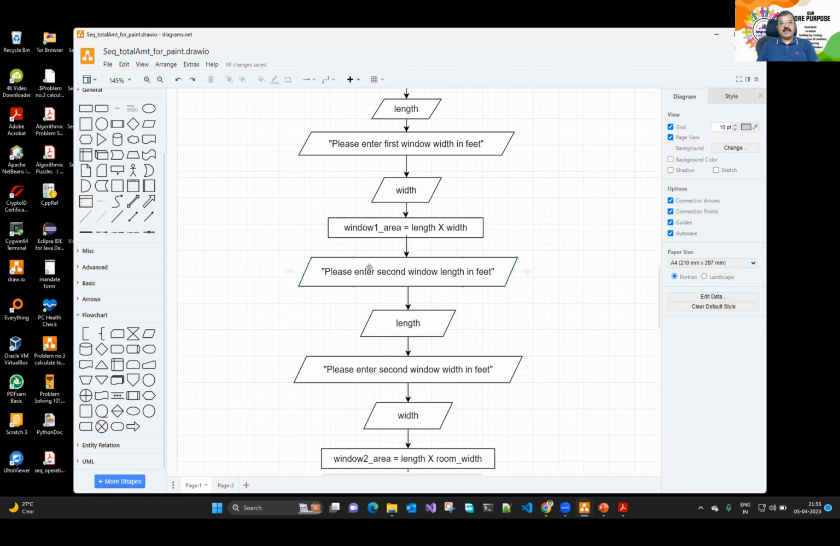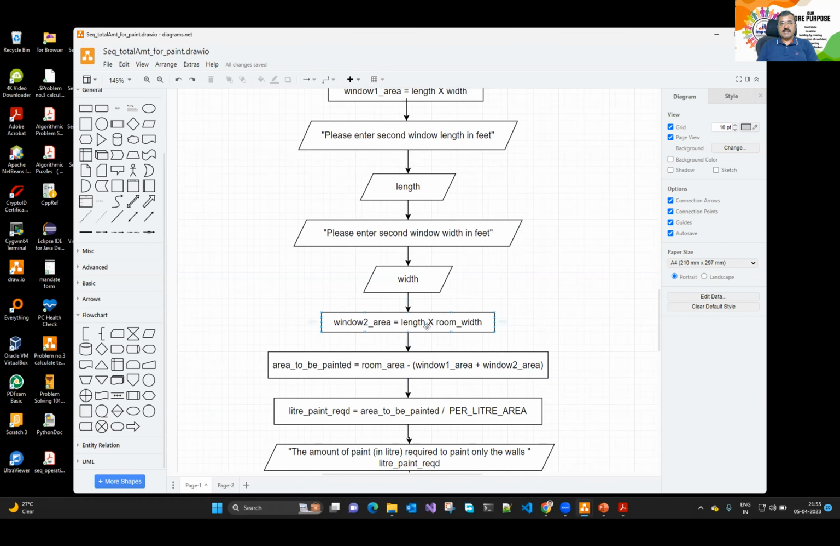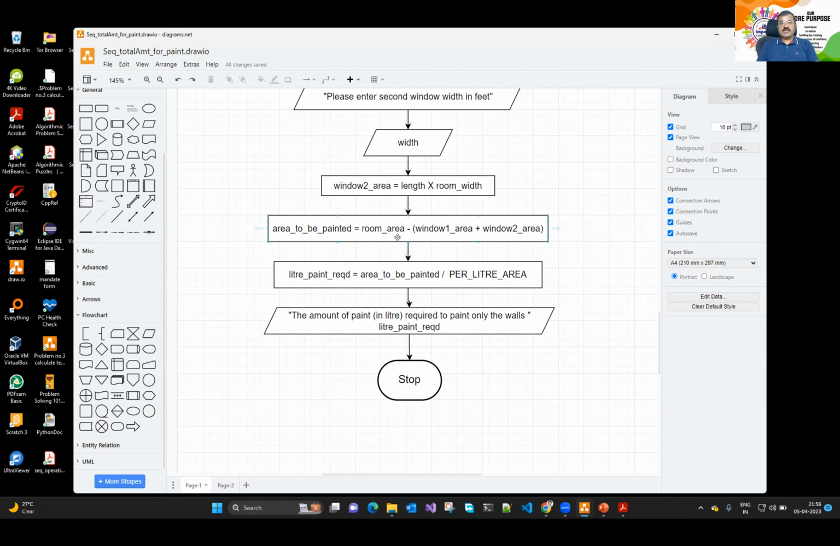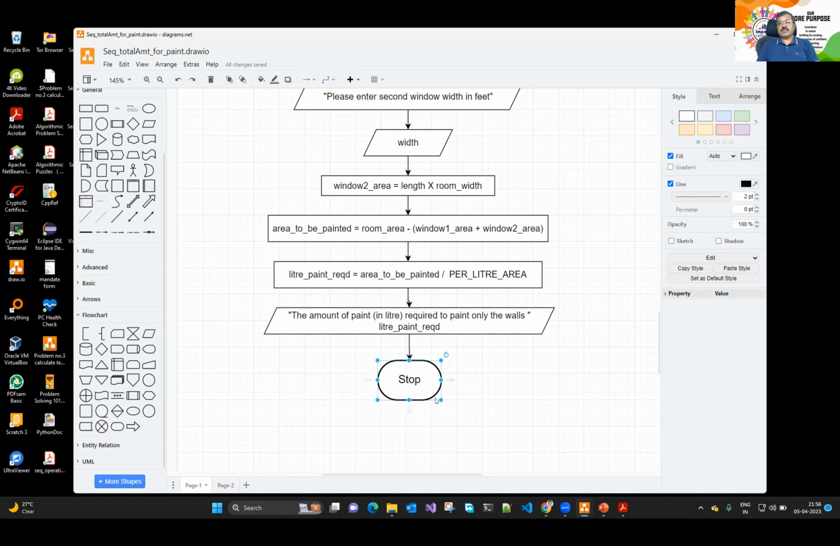So we have window 1 area, then we have asked the user to enter the window 2 length in feet, we accepted the length. Second window width in feet, we accepted the width, calculate the area of the second window. Then area to be painted is room area minus window 1 area plus window 2 area. Paint required is total area to be painted divided by the per liter area. And then we display the answer and we stop.